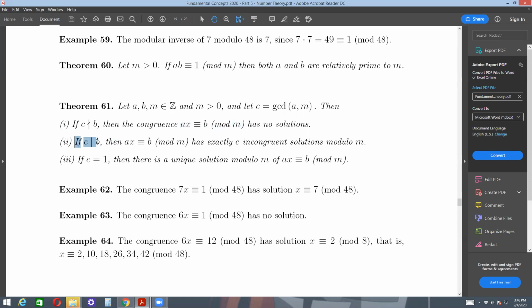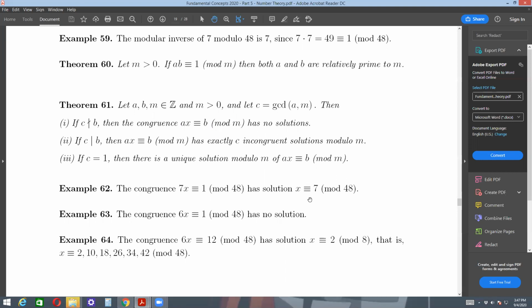Right? If c divides b, all right, so these first two cases are assuming that c is greater than 1 to start with. If c divides b, then this thing has exactly c incongruent solutions mod m. What this basically means is that if you consider the solutions mod m, there are exactly c of those. Now, in practice, though, you wouldn't write it like this, and I'll show you what I mean by that in the example later on. This is just something you could check to see that you've actually solved it properly. Right? If c is equal to 1, there's a unique solution modulo m of this thing. So there are 3 examples here.